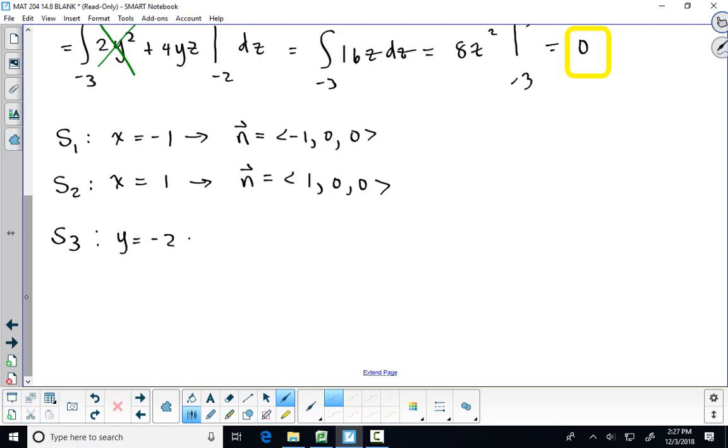All right, so let's write down these first 4. So y equals -2, that's on the left. So the outward normal is going to be 0, -1, 0.